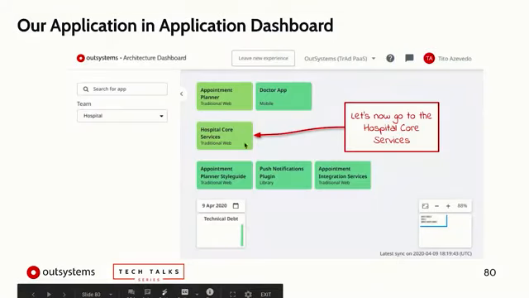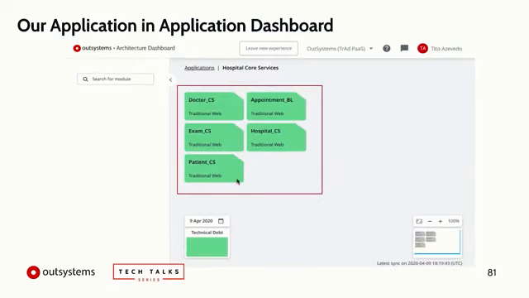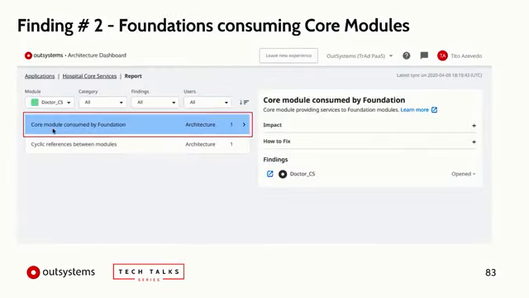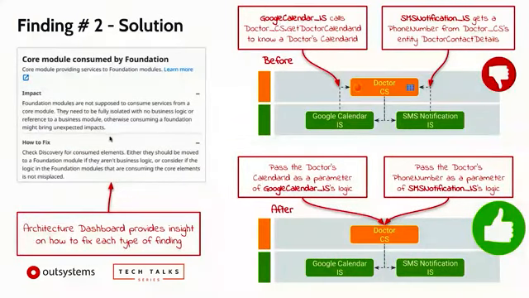Let's now go to the second paler green application, the hospital core services. This application has 5 modules inside. Let's start by analyzing the Doctor CS. This is a core module that is being consumed by foundation modules. Looking at the details, we can again see the insights of the architecture dashboard to fix it.